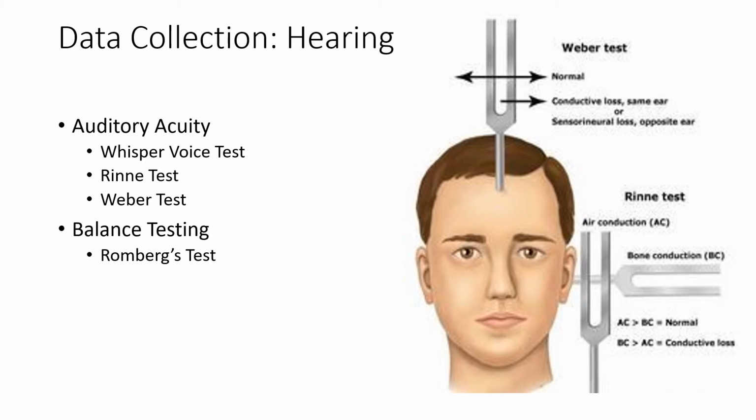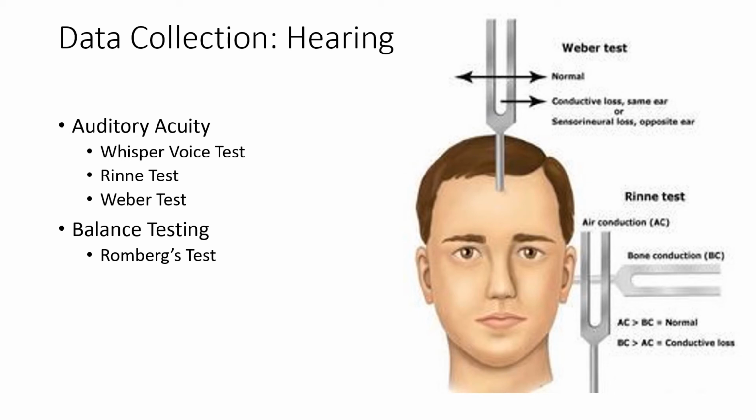The Rinne test utilizes a tuning fork, and you strike the tuning fork and place it on the patient's mastoid process, and the patient is to tell you when they can no longer hear. And then you do the same thing, but place the tuning fork 2 inches in front of the ear. The one in front of the ear should be heard longer.